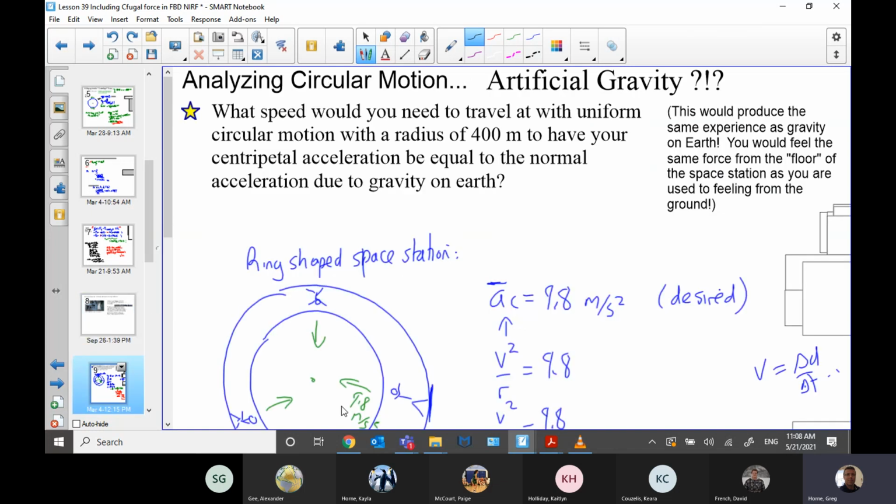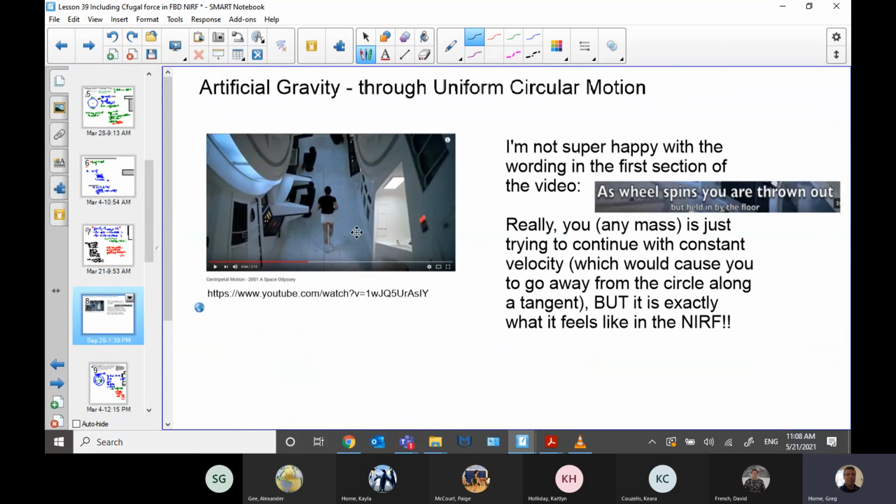This 400 meter one would be like a ring space station that would be quite large. You'd have tons of room for laboratories. This clearly was much, much less. Maybe like 40 meters instead of 400 meters, in which case the rotational spin wouldn't have to be as fast, right?